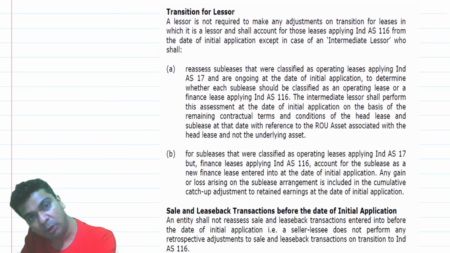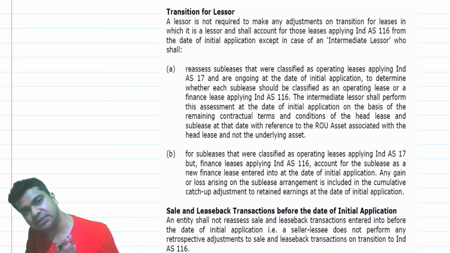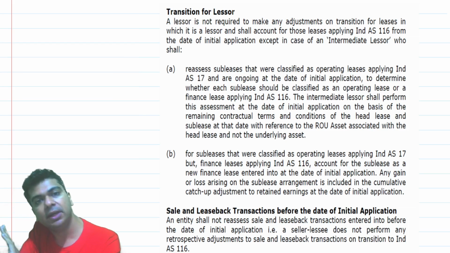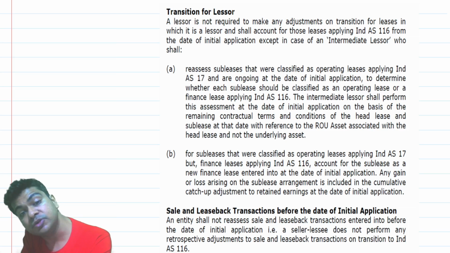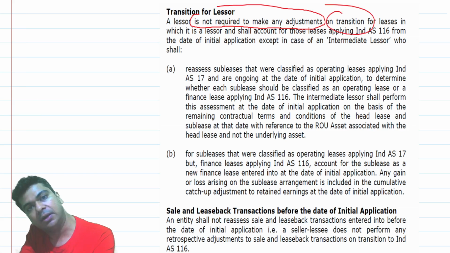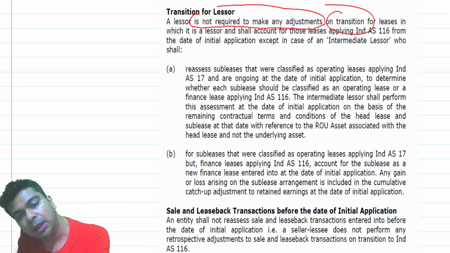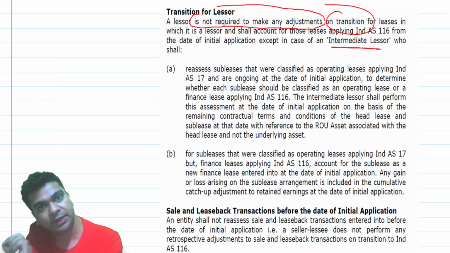Okay, what about the transition for the lessor? See, not much is changing for the lessor, not much. Okay, lessor was earlier classifying leases into finance lease, operating lease. Under Ind AS 17, the lessor will continue that system even under Ind AS 116. Okay, so you are not supposed to make any adjustment. They are saying a lessor is not required to make any adjustments on transition unless and until you have entered into a sublease. Okay, if you are an intermediate lessor, then you have to make certain calculations.